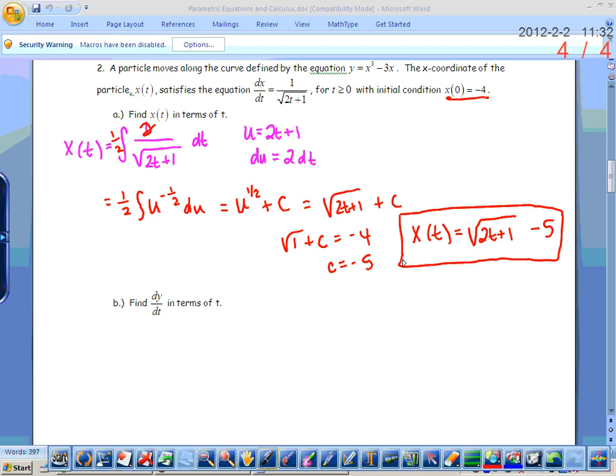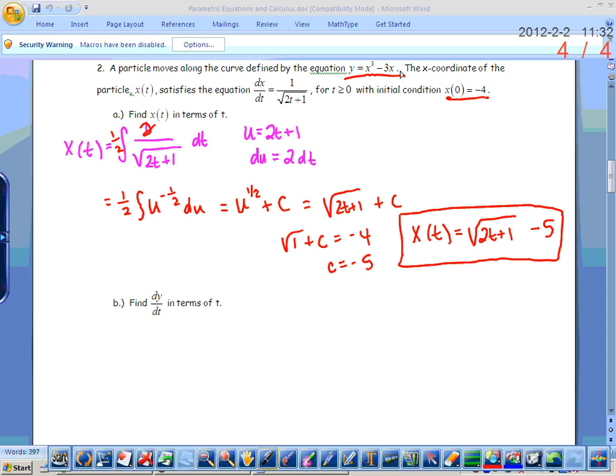All right, find dy dt in terms of t. What does dy dt really mean? The derivative of y with respect to t. I can take the derivative with respect to anything, right? Okay, so if I want to take the derivative of y, I'm going to use this equation. And it needs to be in terms of t.